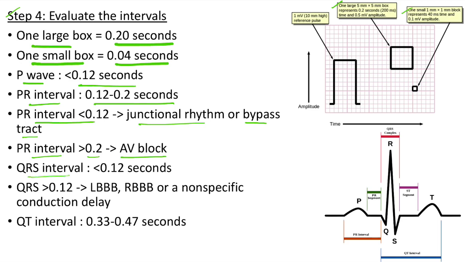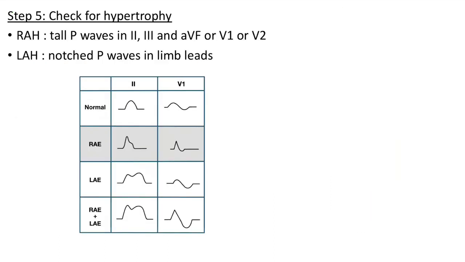The normal QRS interval should be less than 0.12 seconds. If the QRS interval is more than 0.12 seconds, it can be due to left bundle branch block, right bundle branch block, or a non-specific conduction delay. The normal QT interval is between 0.33 to 0.47 seconds.